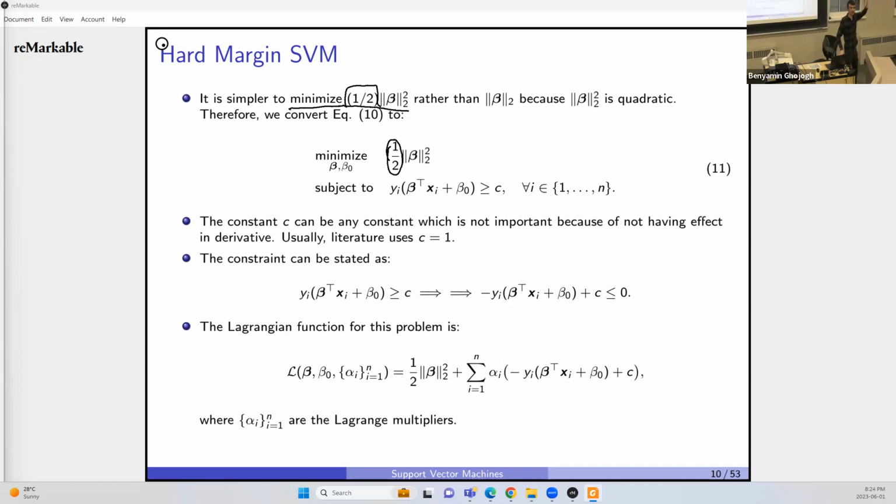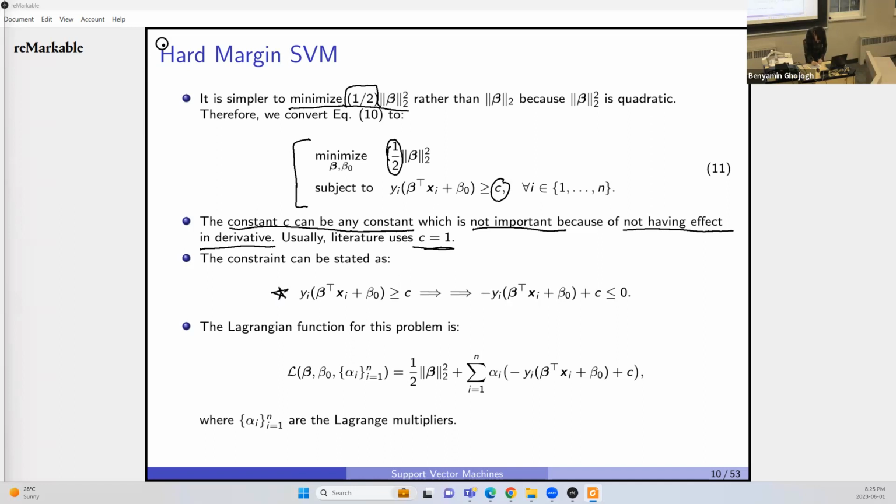Why? Because I know that the derivative of a squared L2 norm of beta is 2 beta, and I want the 2 in the derivative to be canceled by half. Okay? So I have this. Now, the constant C here can be any constant, which is not important because it has no effect in the derivative, because the derivative of a constant is 0, right? Therefore, in the literature, they usually use 1 as C. So they say in the constraint, yi times beta transpose xi plus beta 0 is greater than or equal to 1. Doesn't matter, it's a constant, okay?